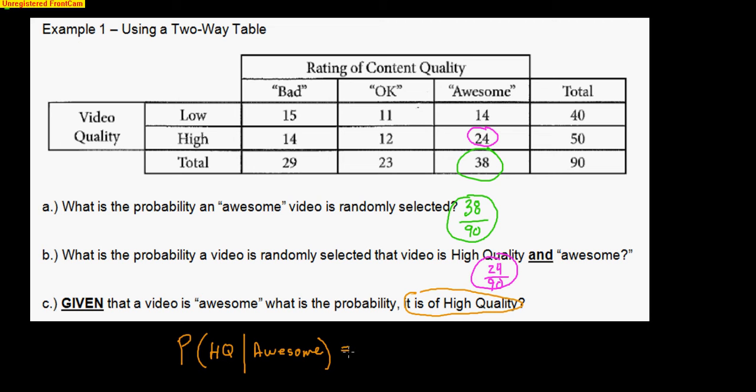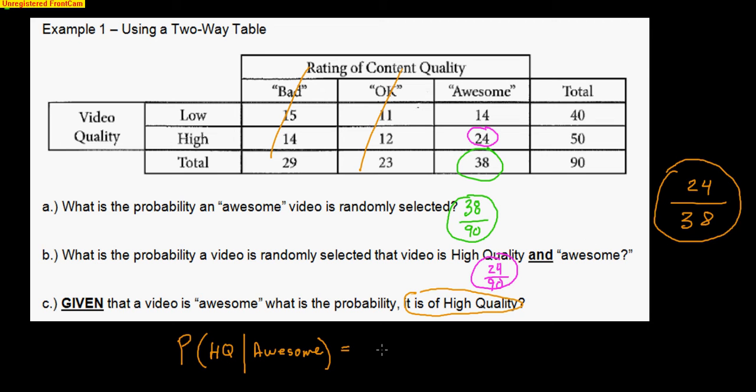Now, I'm going to use the formula here in 1 second, but I actually want to teach that you don't even need the formula. See, the given is 38, meaning that 38 videos are awesome. So now my denominator becomes 38 because I only care about those 38 videos. Those other videos I don't care about because the given is that it must be awesome. Now, of those 38 videos, 24 are also of high quality. So there is my final answer.